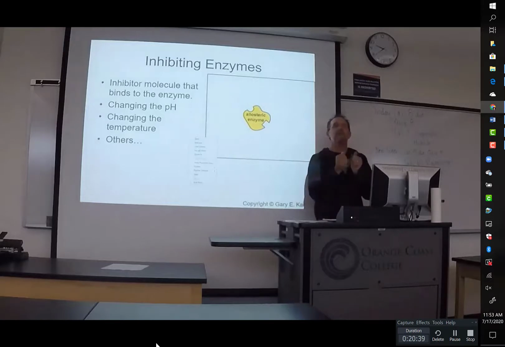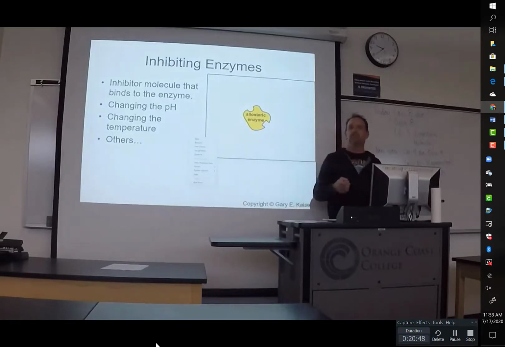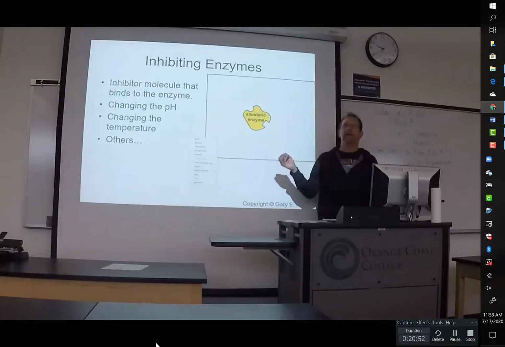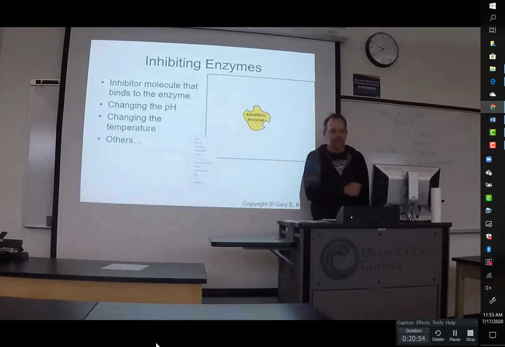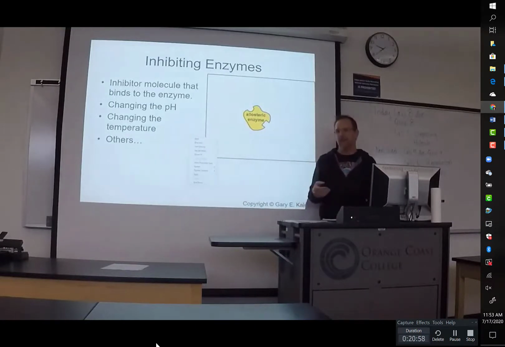There are different types of inhibitors. Some inhibitors bind to the active site, blocking the target molecule or your substrate from coming in. Other inhibitors can bind somewhere else, and if they bind somewhere else on the enzyme, it's called an allosteric inhibitor. Allosteric means other site or other location. So an allosteric inhibitor binds to your enzyme, but not at your target location, somewhere else on it.